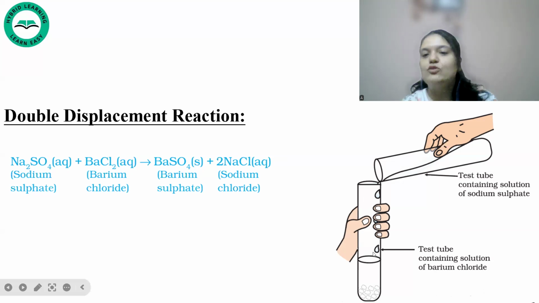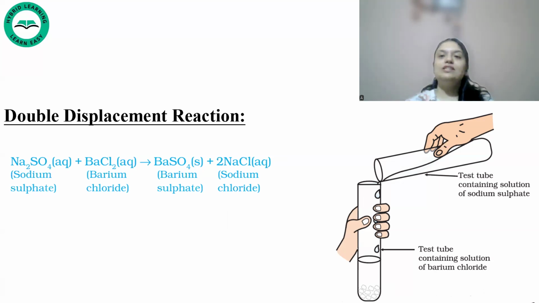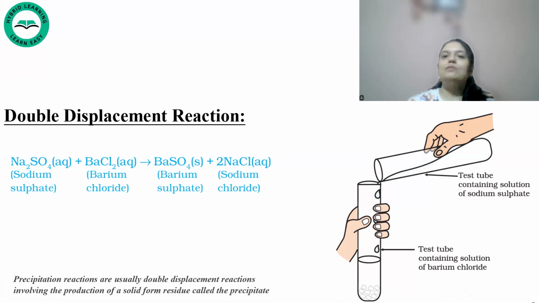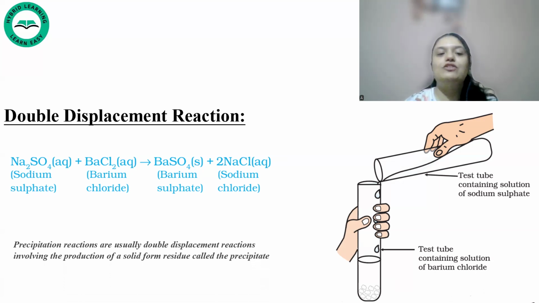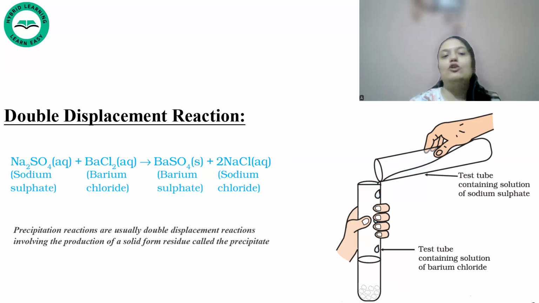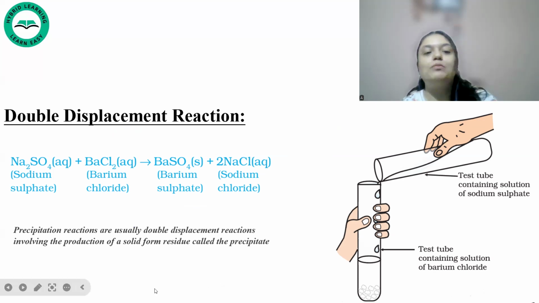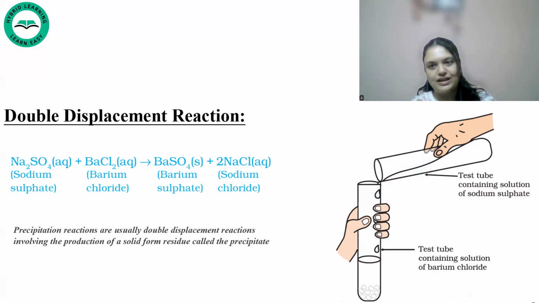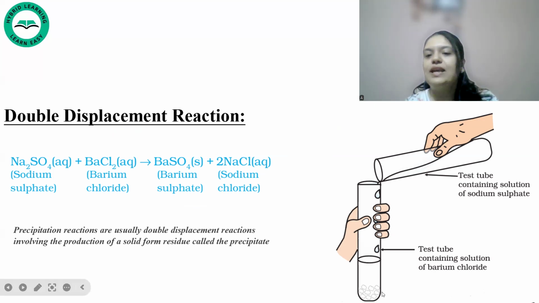Do you see? If you see this test tube here, can you see below something is there? Some solid residue. The solid residue is called precipitate. So sometimes these reactions are also known as precipitation reactions. So what happens in a precipitation reaction? Precipitation reactions are usually double decomposition reactions, where the production of a solid residue called the precipitate is observed. So this is the precipitate which we see, which is formed below at the test tube.